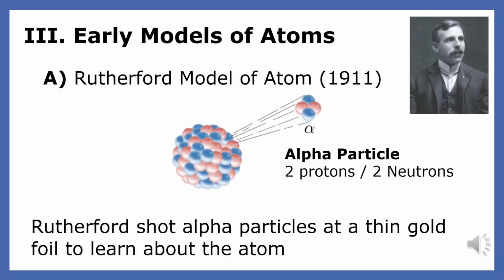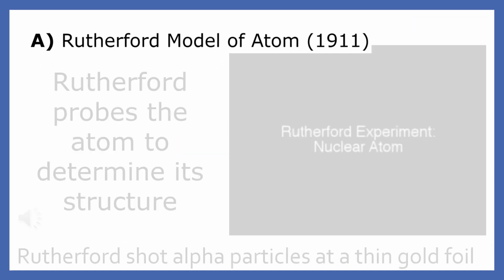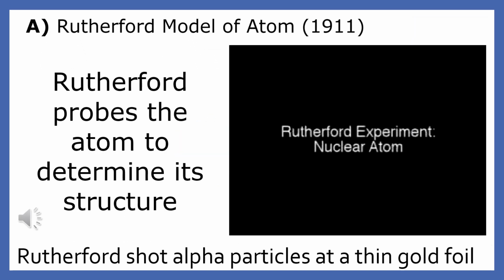Rutherford shot tiny alpha particles at a thin gold foil and used the deflection angles to learn about the structure of the atom. An alpha particle is made up of 2 protons and 2 neutrons. It's simply a helium nucleus. This is a simulation of Rutherford's experiment.